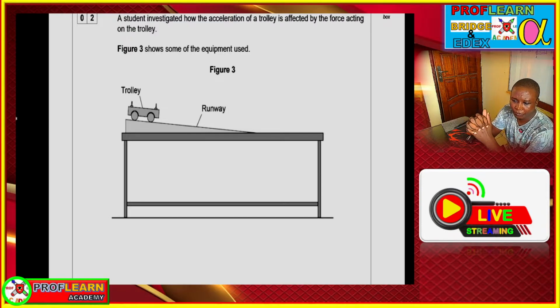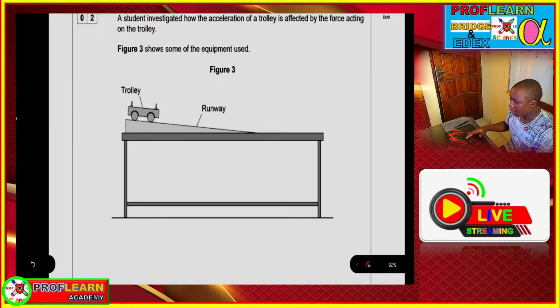One of the things that's going to happen is we need a force that is going to make this trolley run down.